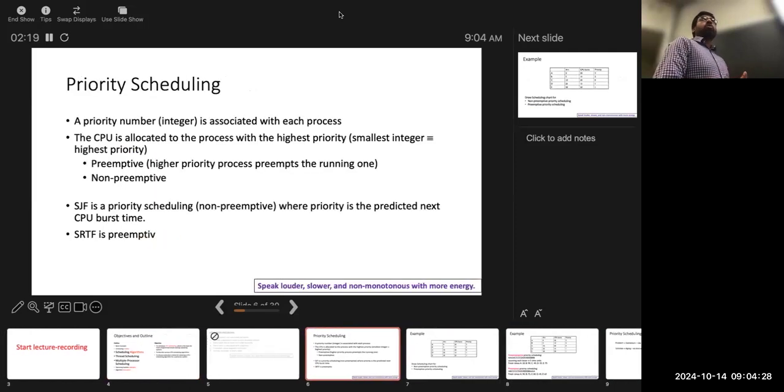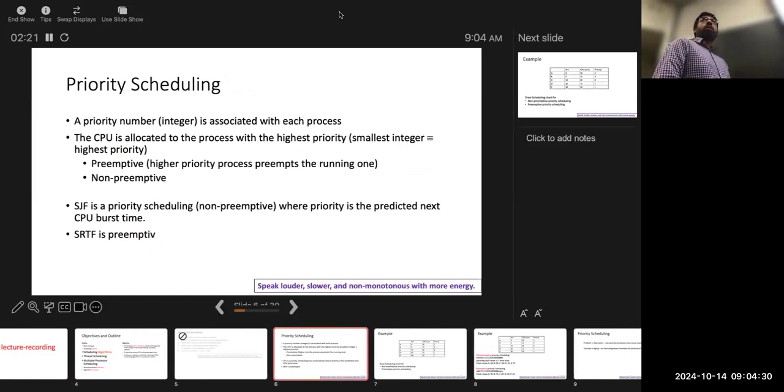So last time, if you remember, we were talking about priority scheduling, and the basic idea was that if you have multiple processes, you assign them priorities, and then you schedule those processes. If there are multiple ready processes in the queues, you schedule them based on their priorities. So the process with higher priority goes first, right?